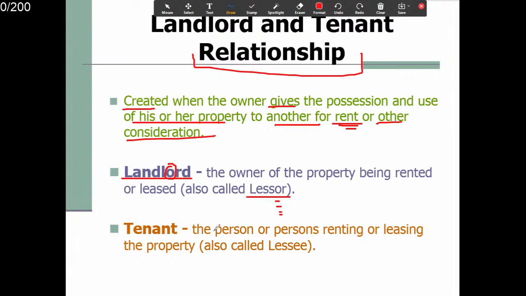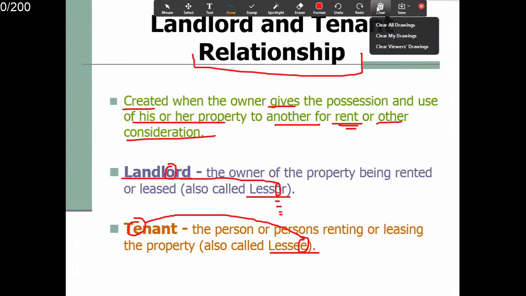Tenant, the person or persons renting the lease of property, is called the lessee. Notice the E and the E, okay? So remember those, okay? So you don't forget or get confused, okay?